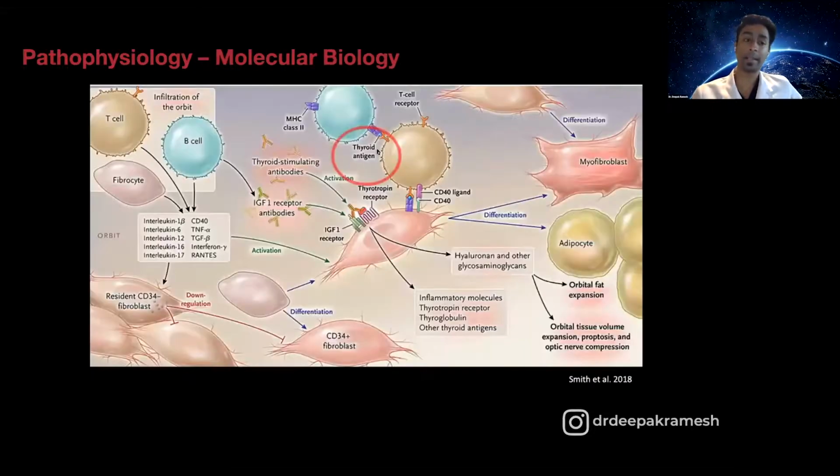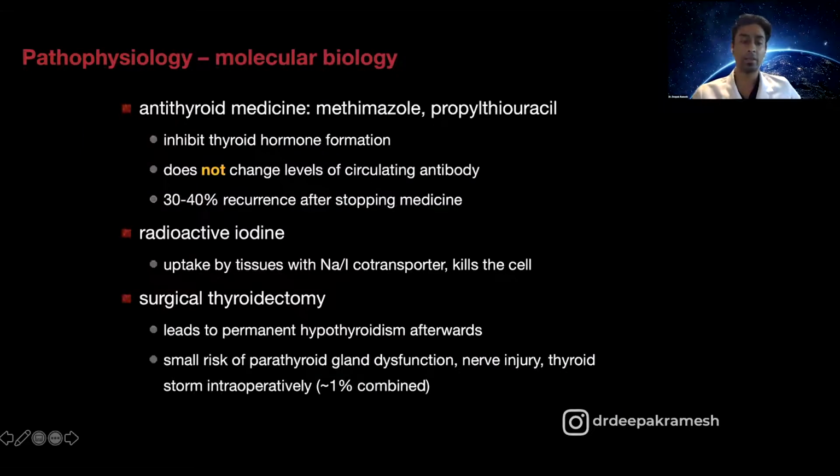So the last part about the molecular biology that I'm going to discuss is thyroid antigens themselves. So we know that different treatments can also have different effects on how patients develop thyroid eye disease. For example, we know that patients who have prolonged hypothyroidism or uncontrolled hyperthyroidism may be at high risk for thyroid eye disease. So anti-thyroid medicine is one way to treat these patients, methimazole or propylthiouracil.